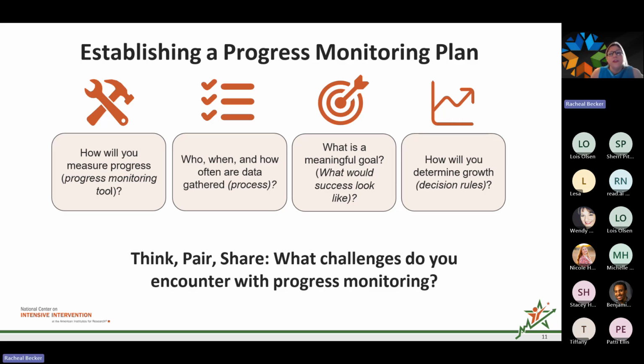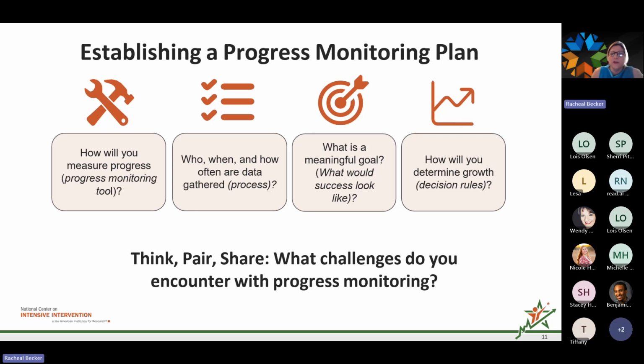So this is the planning framework for the rest of this session. First, we're going to talk about how you will measure progress. You'll need to decide who, when, and how often the data are gathered, what is a meaningful goal, and how you will determine growth.